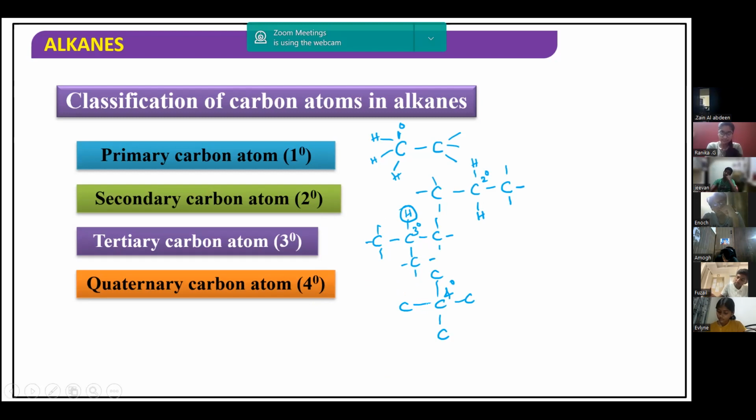So we classify the carbon atoms in alkanes as primary, secondary, tertiary, and quaternary carbon atoms. So very important, you must understand this. It is very important to understand certain chemical reactions, their stability, everything. To understand that, you need to know what is the type of carbon atoms we have in the given compound. This type of classification mainly we do in alkanes.